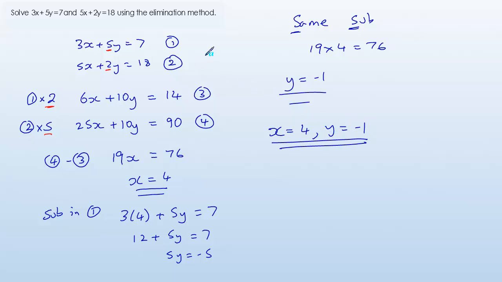Remember, we can check that with the equation we didn't use, which was number 2. Let's just try it. 5 times 4 plus 2 times negative 1 is 20 take away 2, which is 18. So it works, and we know that we have the right answers.